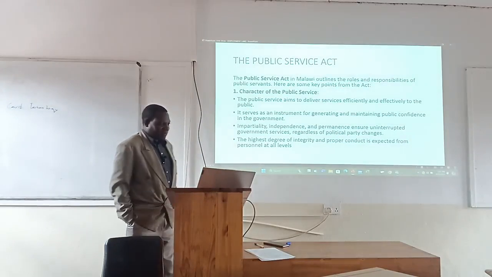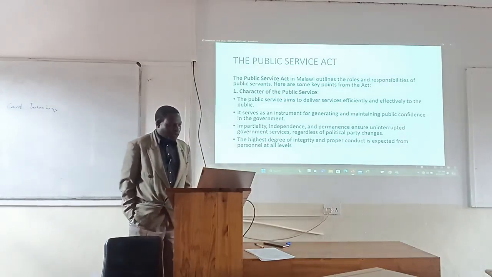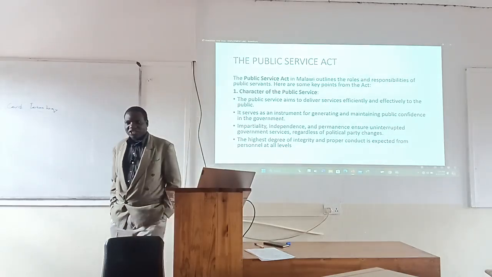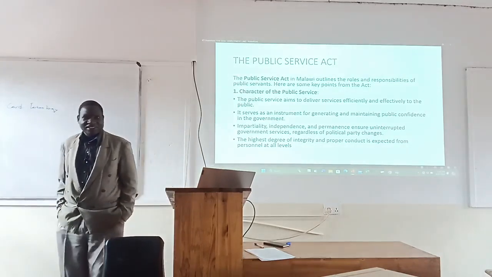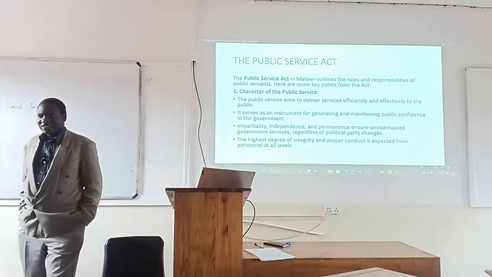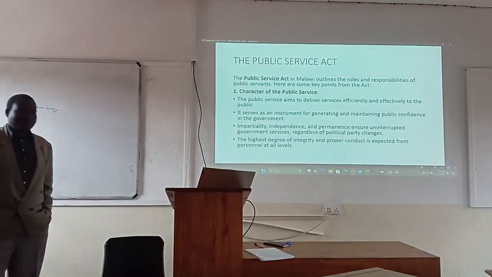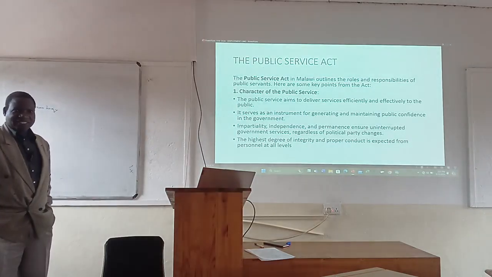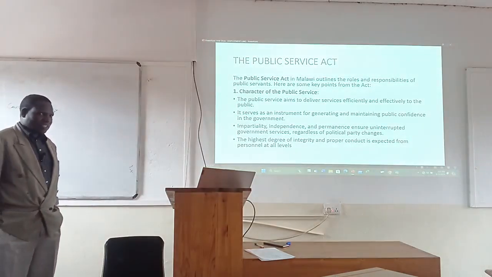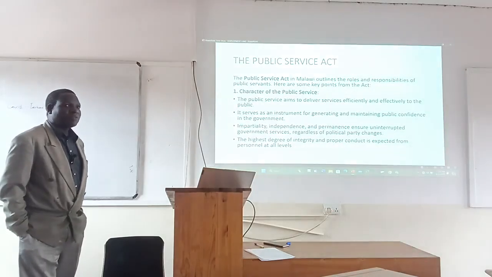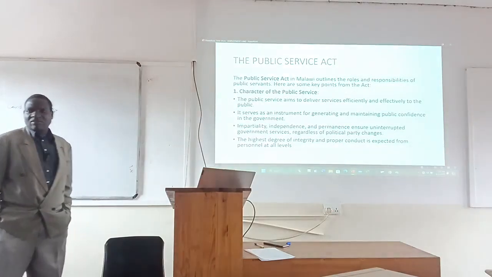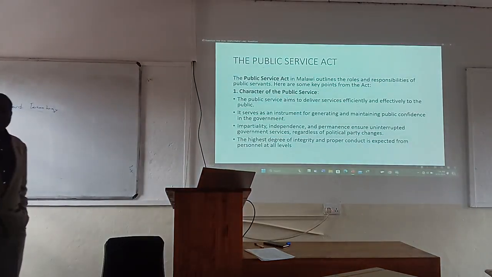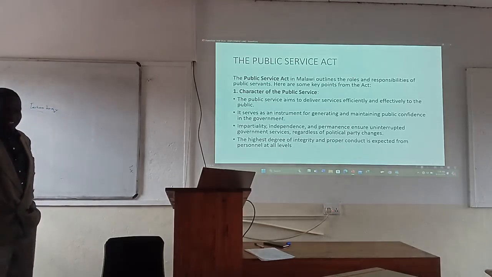The Public Service Act in Malawi outlines the roles and responsibilities of public servants. What are the roles and responsibilities of public servants in Malawi? What do you think they are? Who is a public servant, by the way? Those that are working in the government. For example? A teacher, a nurse, a policeman, woman, soldier.